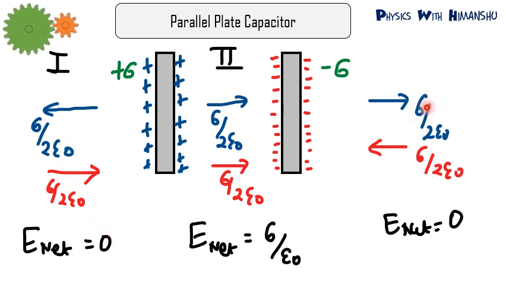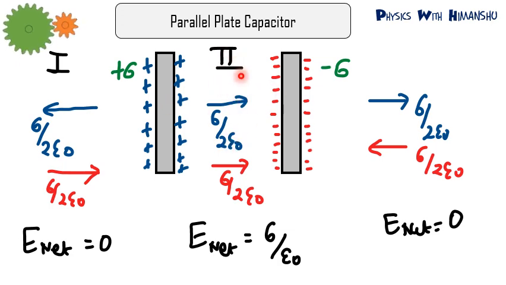Similarly, in region 3, the net will be 0, but in region 2, if you see, both the electric fields are parallel, in the same direction, and the value is also the same. So net electric field between the plates will be sigma by 2 epsilon plus sigma by 2 epsilon, that is sigma by epsilon naught. So this is the net electric field between the plates of the capacitor, or in region 2 of the capacitor.